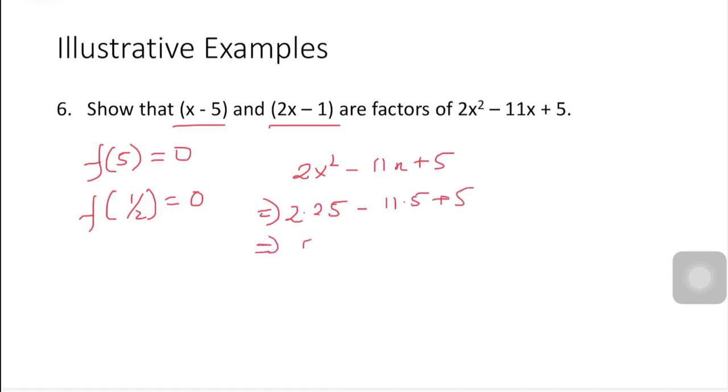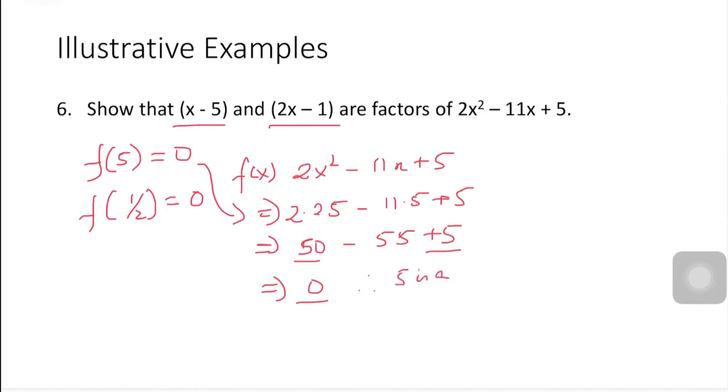So 25 2s are 50. 50 minus 11 5s are 55, plus 5. So 50 plus 5 is 55, minus 55. So it gives a value of 0. So f of x is this. So f of 5 is this. So f of 5 equals 0. Therefore 5 is a root of f(x), or we can say that x minus 5 is a factor of f(x), right? So we can conclude that.